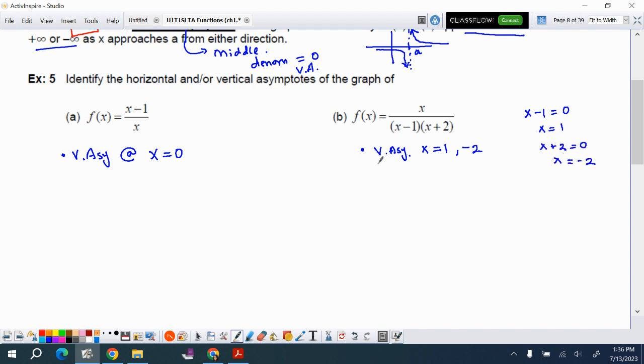So there are two vertical asymptotes. One is at x equal to 1, another is at x equal to negative 2. So vertical asymptote was easy. All you had to look at is the denominator. Now, horizontal asymptote. Horizontal asymptote occurs when x becomes very, very large.